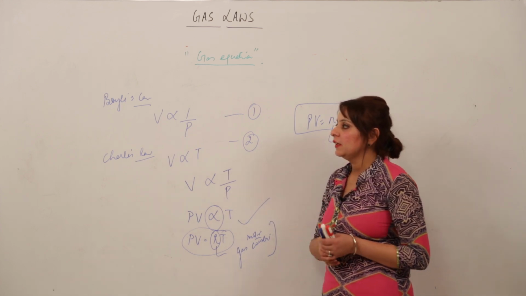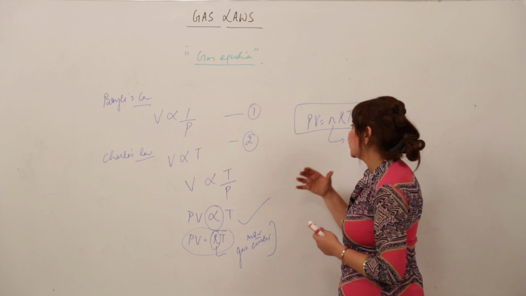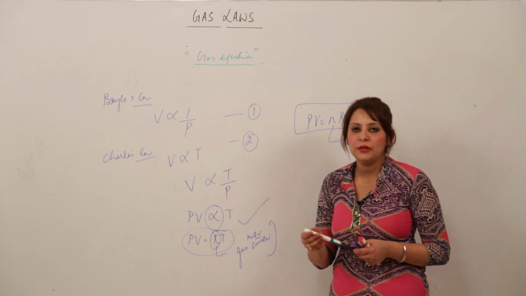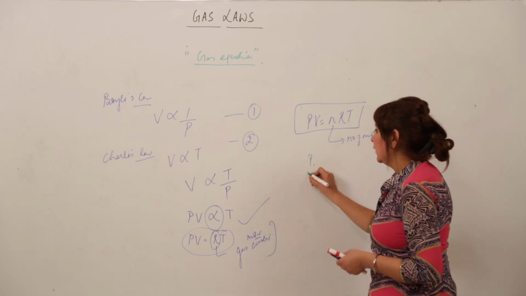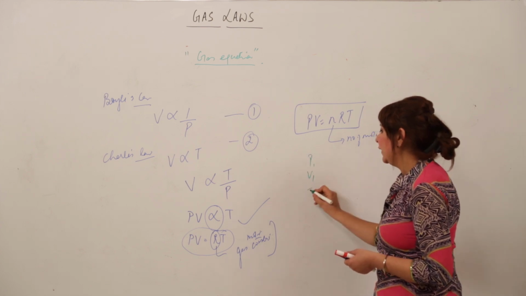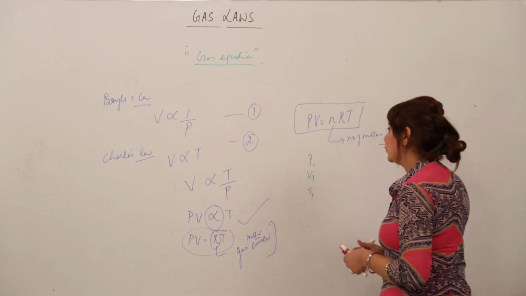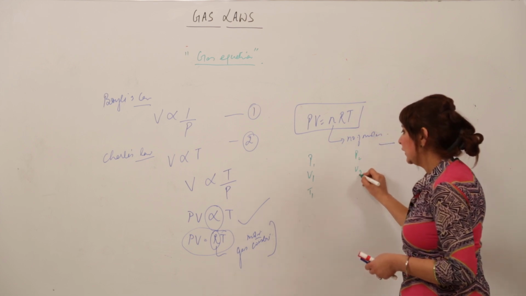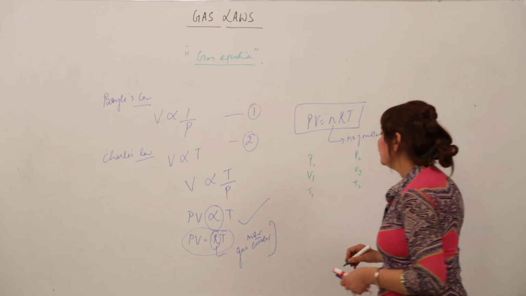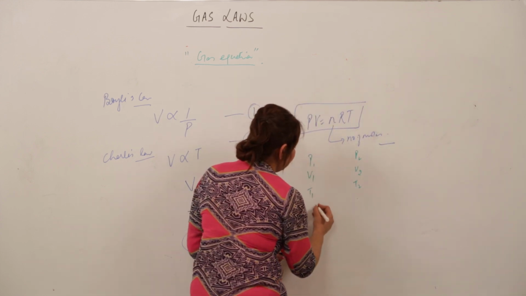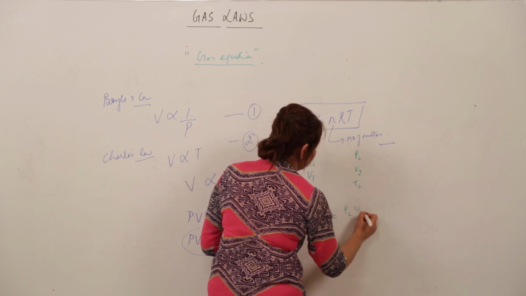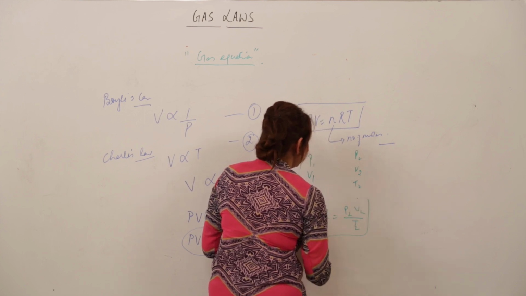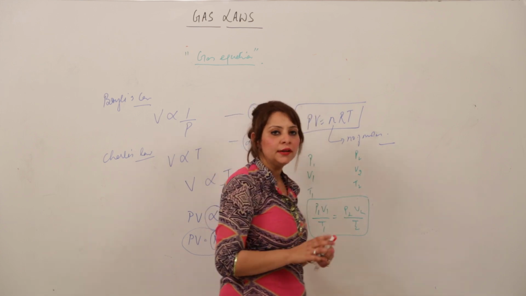Now we'll be taking the numericals based on this, but before we do that, we should know that if we have a gas with P1, V1 and T1, and we are just changing the pressure, volume and temperature, suppose it comes out to be this, so the relation we are going to use to solve them will be P1 V1 upon T1 is equal to P2 V2 upon T2. So this is how we are going to relate the quantities.